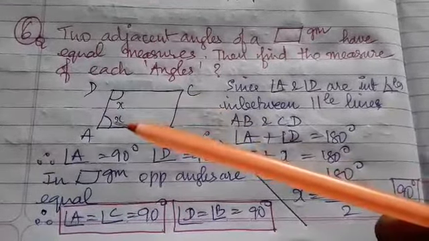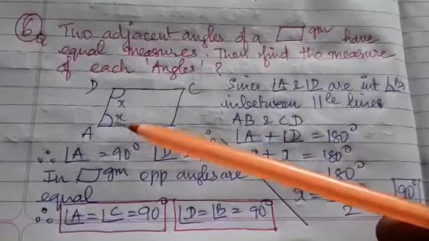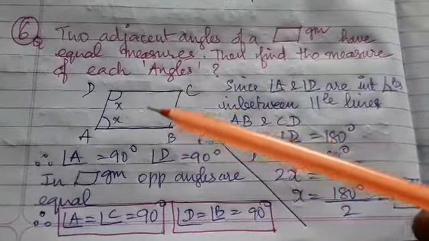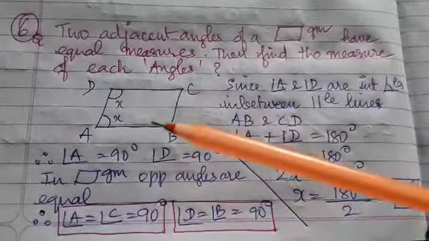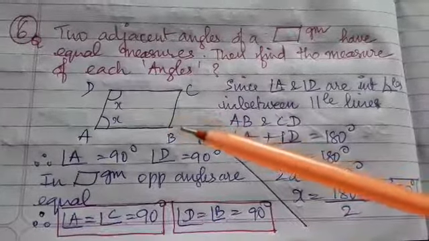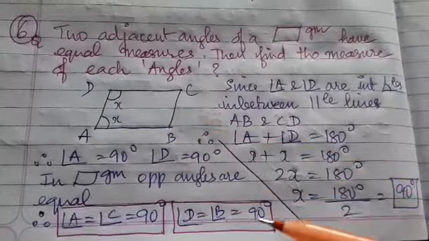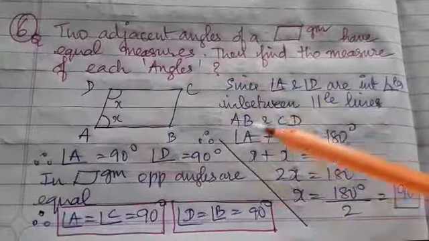And we know in a parallelogram opposite angles are equal. A's opposite is C, so A is 90 means C is also 90, and D is 90. Opposite angle is B, so D is 90 means B is also 90. So all are equal angles.